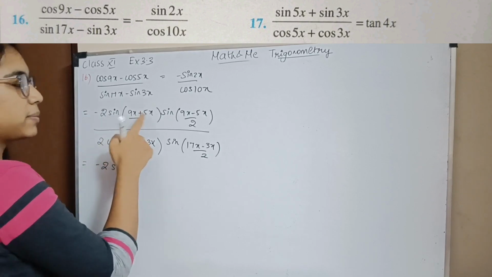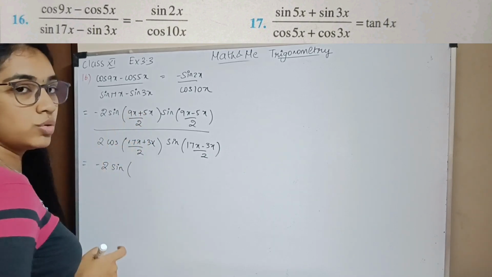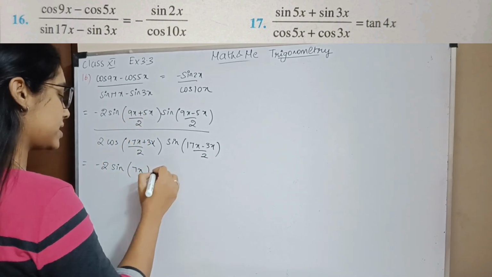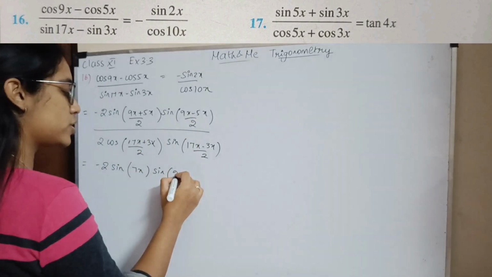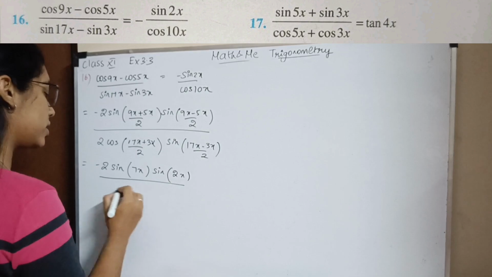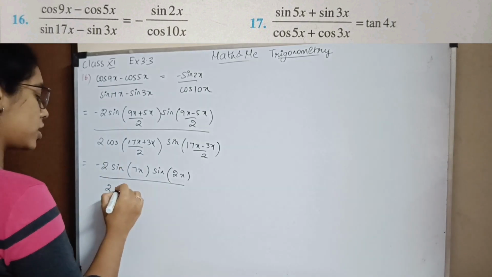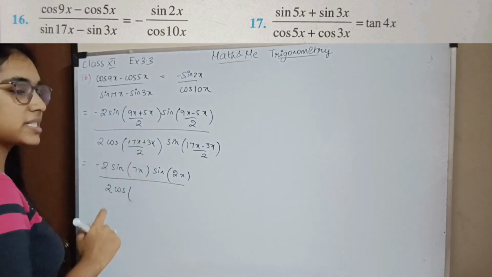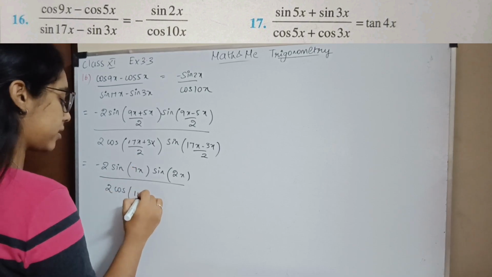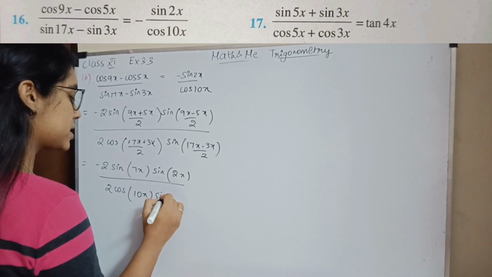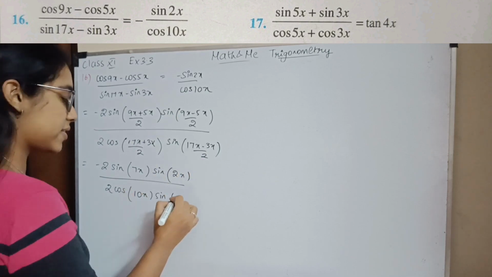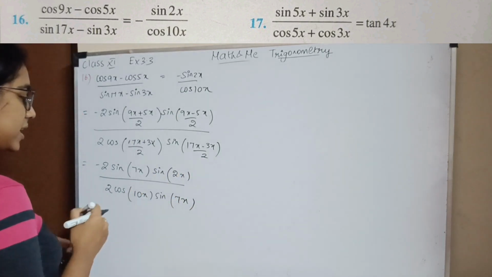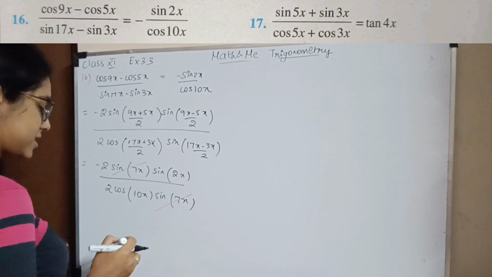Sin of 9 plus 5 is 14, 14 by 2 is 7. So, I will have sin of 7x times sin of 9 minus 5 is 4, 4 by 2 is 2. So, sin 2x. The whole divided by 2 times cos of 17 plus 3 is 20, 20 by 2 is 10. So, 10x times sin of 17 minus 3 is 14, 14 by 2 is 7. So, 7x. So, the sin 7x and sin 7x are getting cancelled.